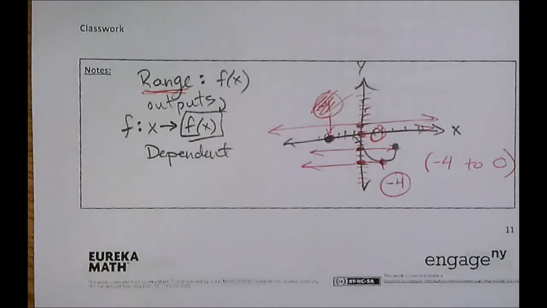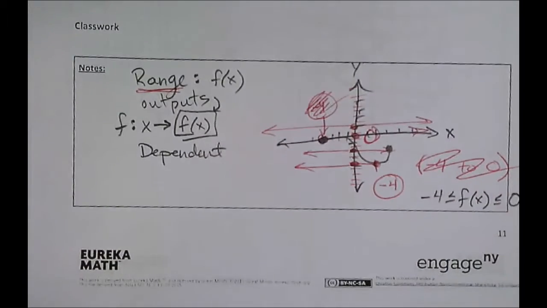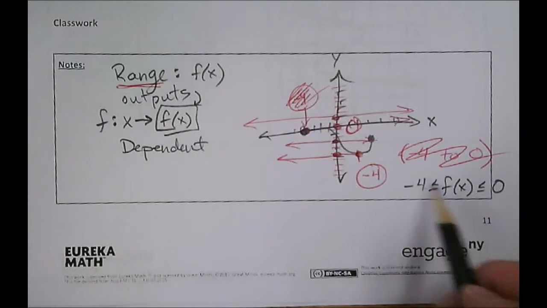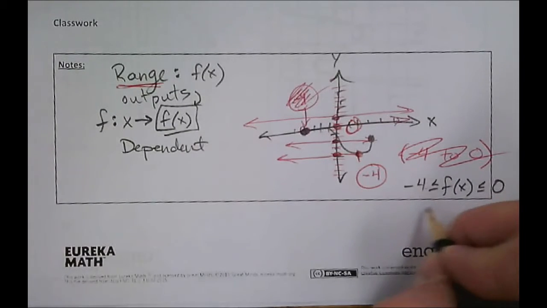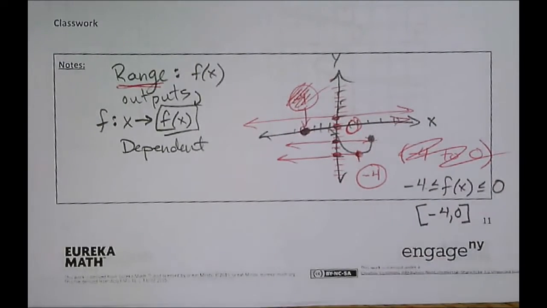You know, that's not a good way to write it. Don't write it this way. Write it this way. -4 is less than or equal to f of x is less than or equal to 0. This is inequality notation. Love it. You're going to see a lot of problems with this type of notation. Just to talk about it, because we've seen it in the past, -4, 0, using square brackets for both.